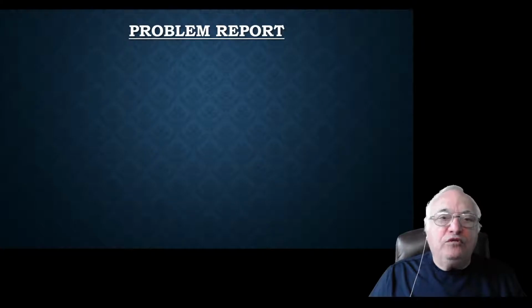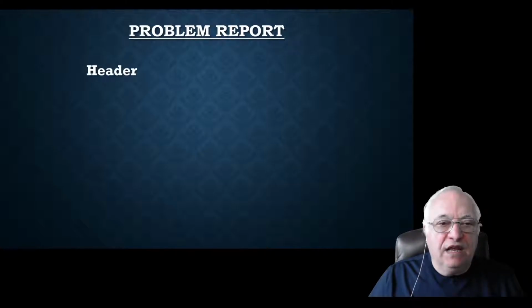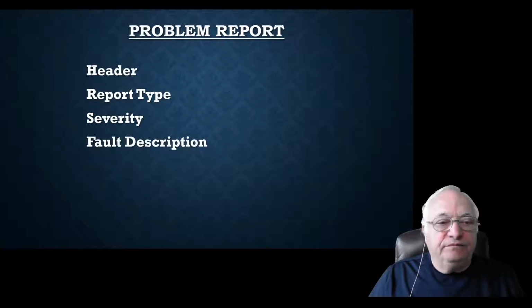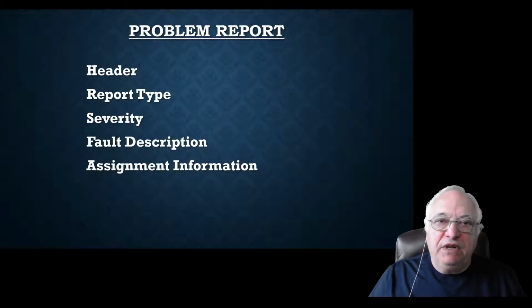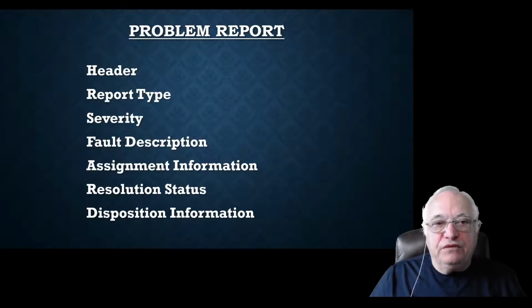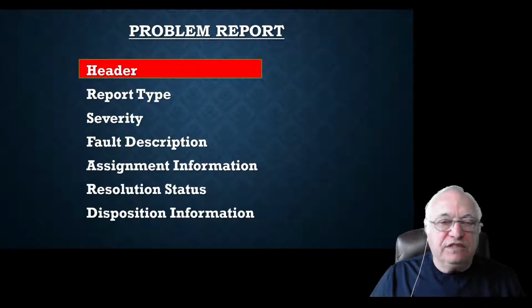So now I'm going to go through the actual problem report and what you usually find in one of those documents. First, the header, followed by report type, severity, the fault description, assignment information, who's going to resolve it, a resolution status, and disposition information. So let's get going with each of the items. Let's start with the header.